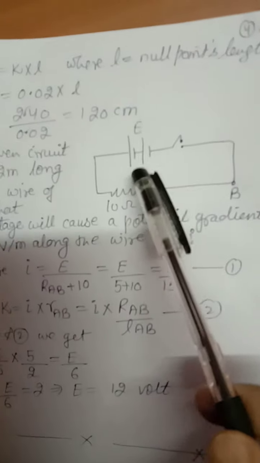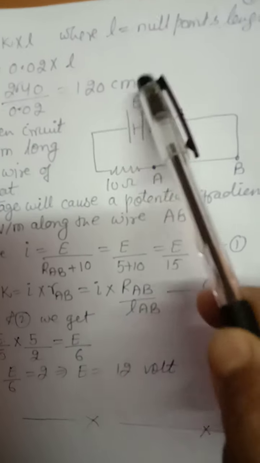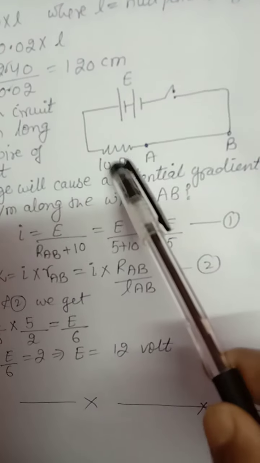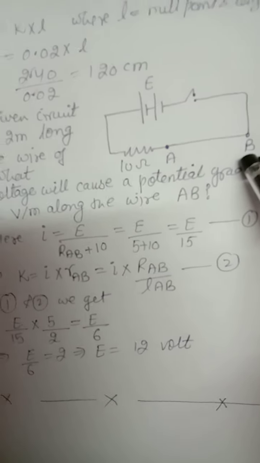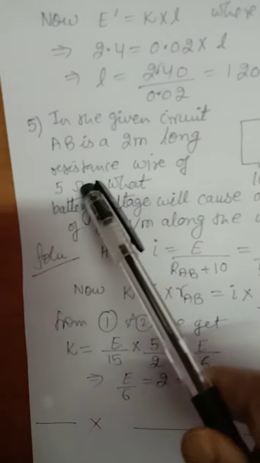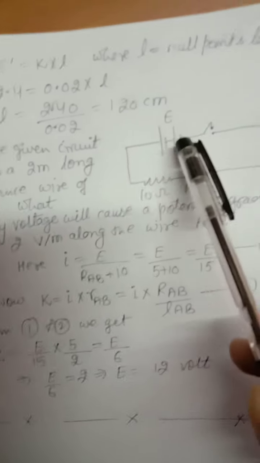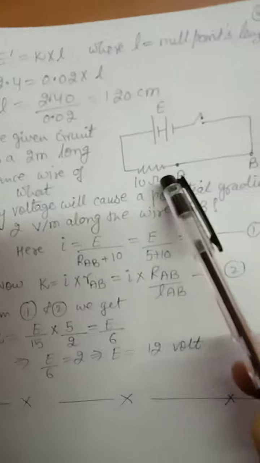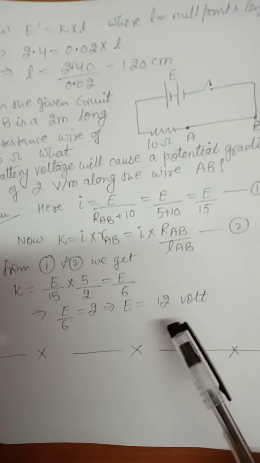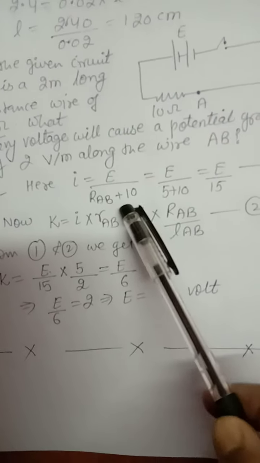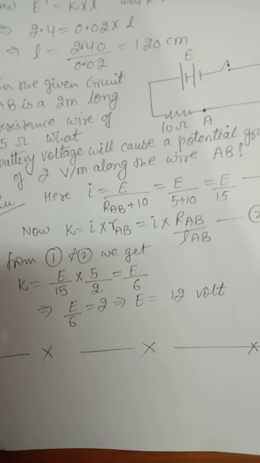And last question for the day. A driver cell of EMF E is used in the circuit where a resistance of 10 ohm is connected in series with the potentiometer wire. The resistance of the potentiometer wire is 5 ohm and the length is 2 meter. We have to calculate the value of E so that the potential gradient across the wire AB is 2 volt per meter. In this case, again we get two formulas for K.